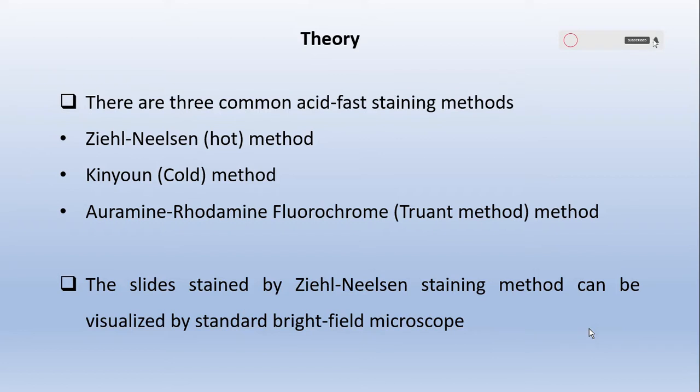There are three common acid-fast staining methods. They are the Ziehl Neelsen hot method, the Kinyoun cold method, and the Auramine-Rhodamine fluorochrome method or Truant method. The slides stained by the Ziehl Neelsen staining method can be visualized by a standard bright field microscope or light microscope.